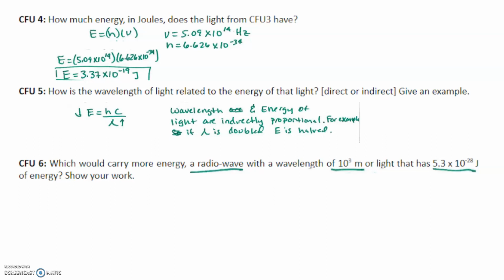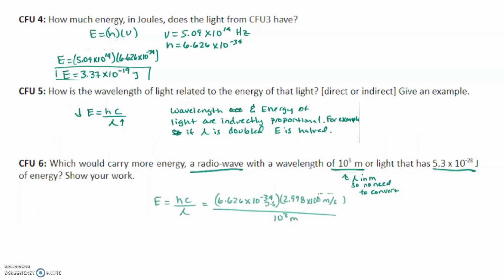Last CFU, which would carry more energy, a radio wave with the wavelength of 10 to the third meters, or light that has 5.3 times 10 to the negative 28 joules of energy, and show your work. In order for you to compare them, you have to convert either the wavelength to energy or the energy to wavelength. And in my case, I converted the energy to the wavelength into energy by plugging it into this equation. And since the wavelength was in meters, I did not have to convert it. But if it was in nanometers, I would have to convert it.